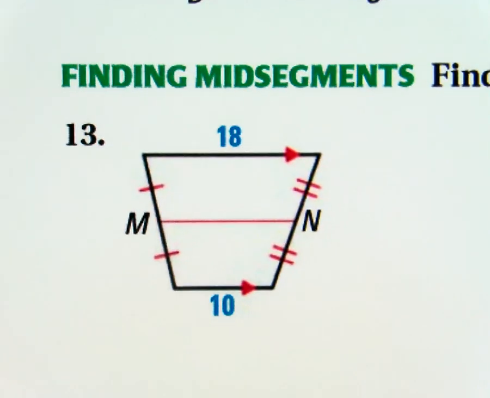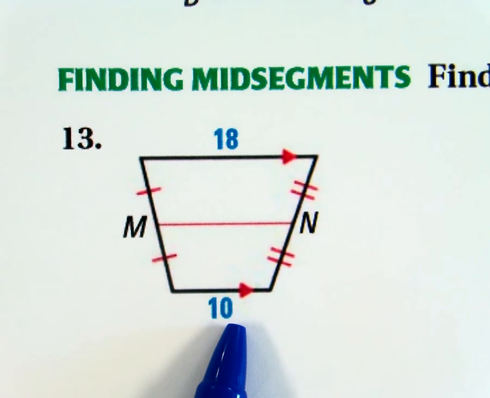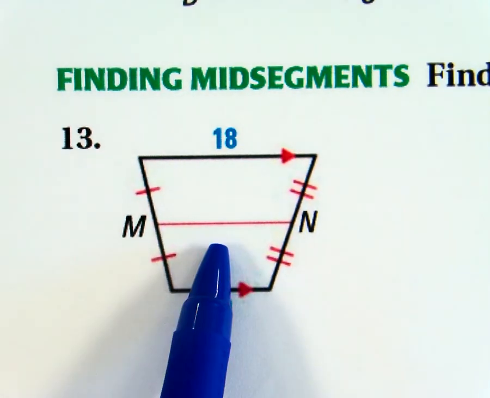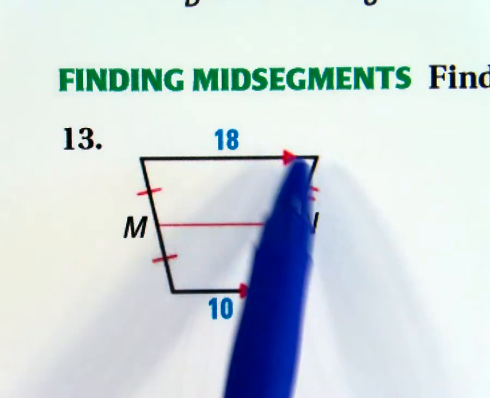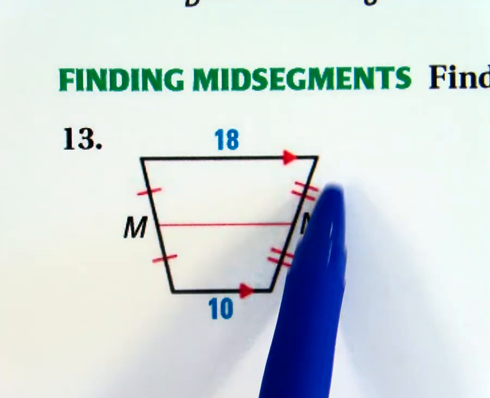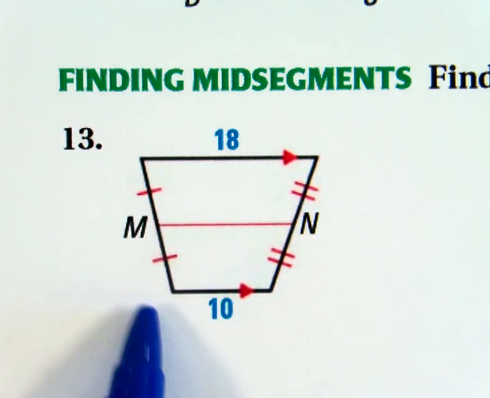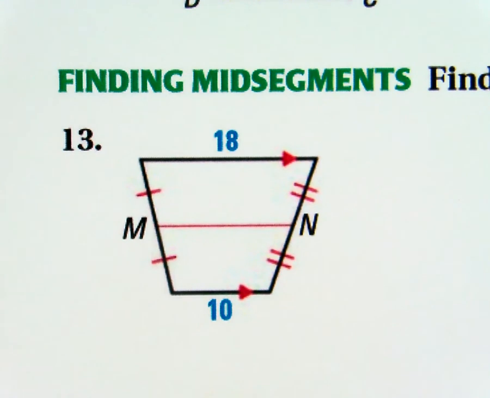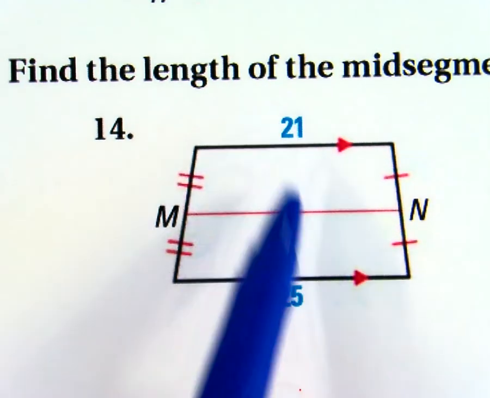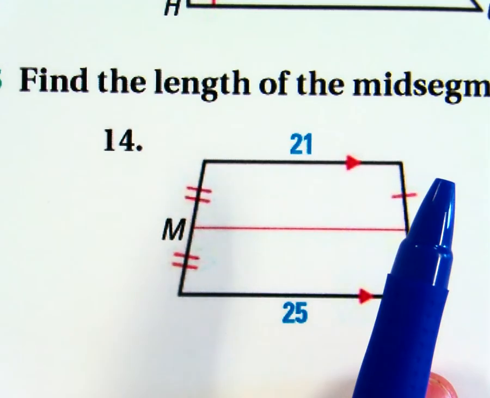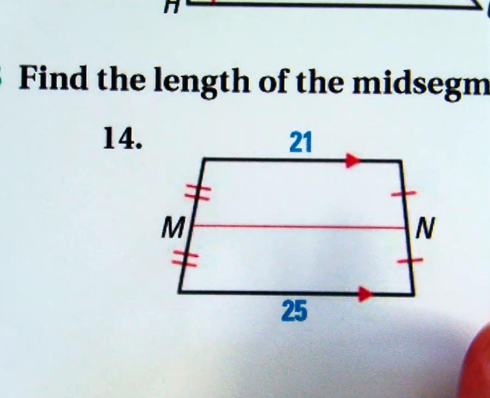Midsegments. What's the length of the midsegment? It's the average of the bases. It's 14. How do I know that it's a trapezoid? Because it says they're parallel. It says these are congruent. We got it going. Okay, that one's actually, yeah, okay. Same deal here. Average the two, and you'll get to where you're going. Okay, and here is the lesson.